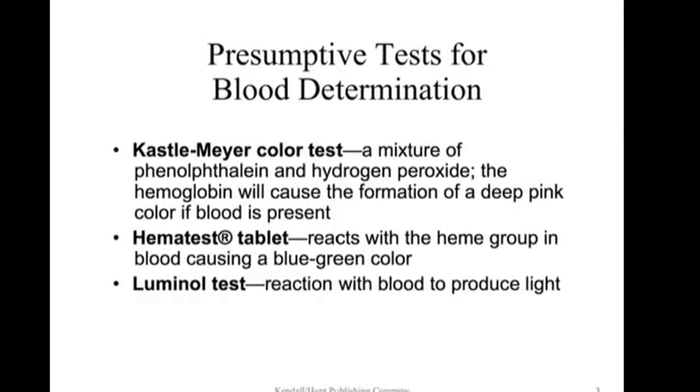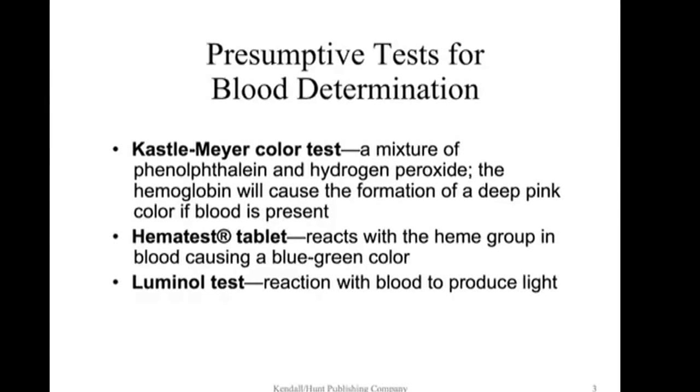When we do presumptive testing, there are three common tests that are done: the Kastle-Meyer test, the HEMA test, and the luminol test. The Kastle-Meyer test is where you use phenolphthalein, which is like a pH indicator, and hydrogen peroxide. This is going to react with the hemoglobin in blood. The HEMA test reacts with something called the heme group in the blood, and this is going to result in blue-green. And finally is luminol, which is kind of the coolest one because it luminesces, it glows. Luminol comes from the Latin word that means light.